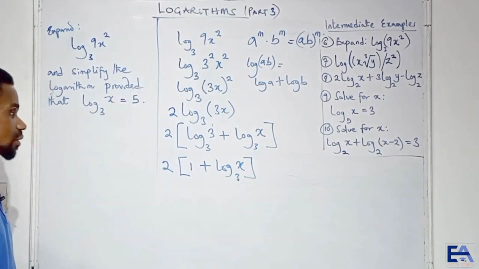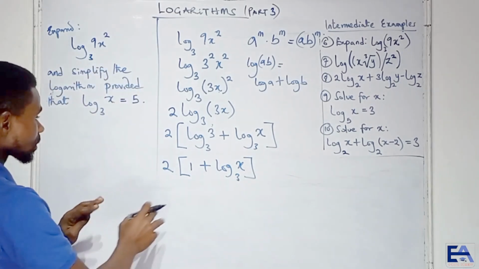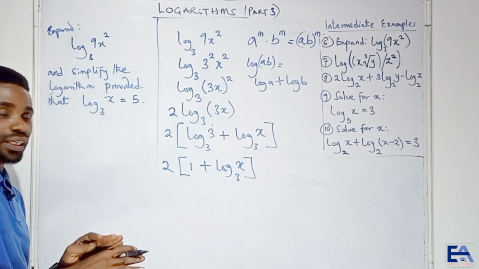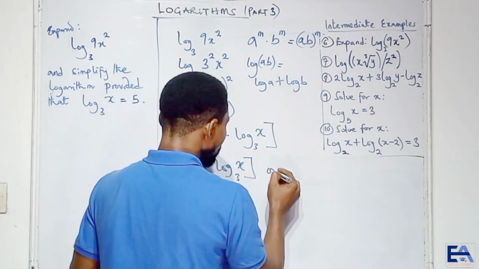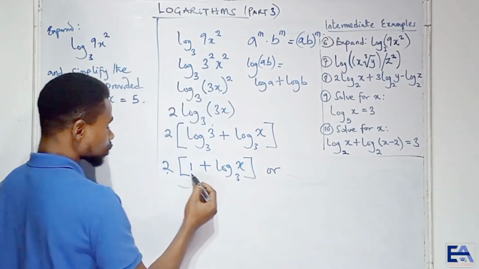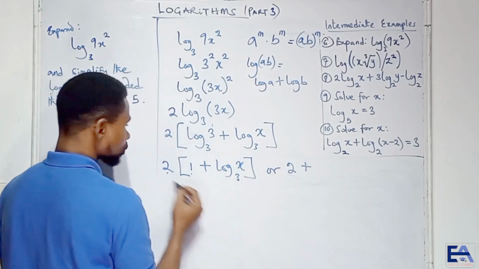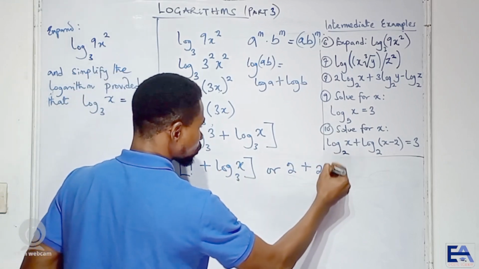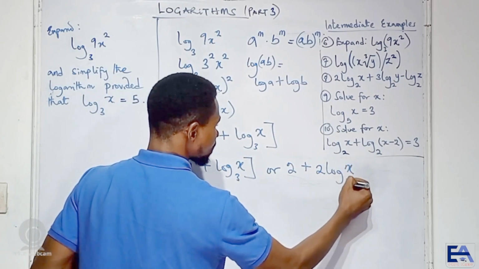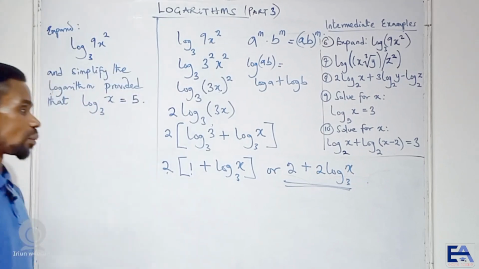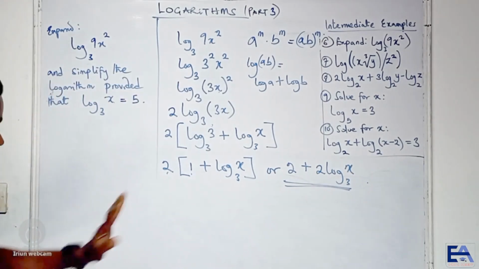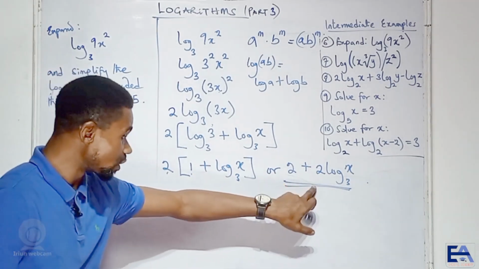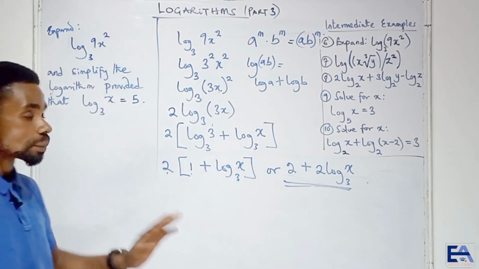You get that? You can leave the answer this way if the question just wants you to expand it. Or you can expand the brackets: 2 times 1 is 2, plus 2 times log x to base 3, we have 2 log x to base 3. This is one form of the answer, which is perfect. You can leave it this way or that way, no problem.